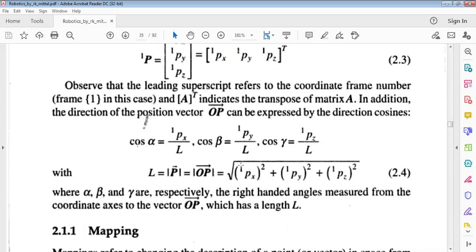Here the superscript number 1 indicates the frame, that is, with respect to that frame. So these are the values of the coordinates of that point P.